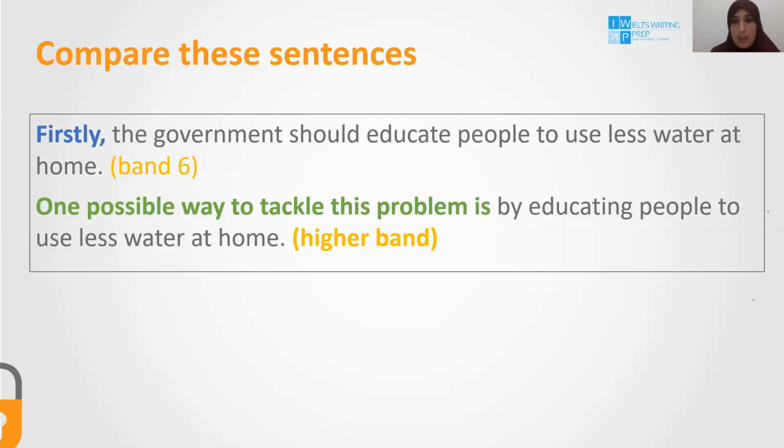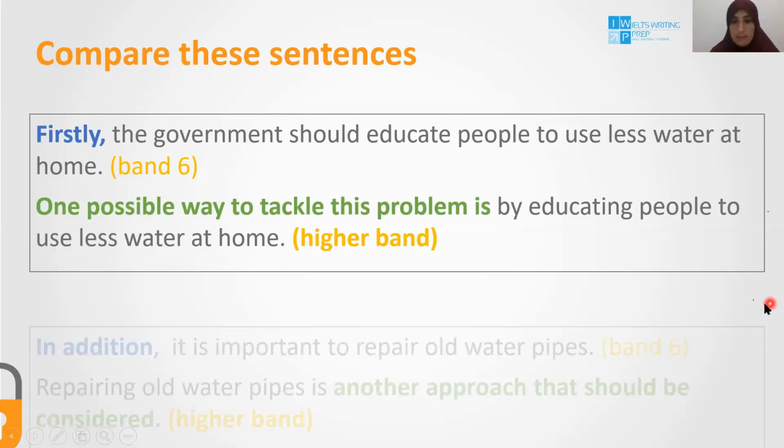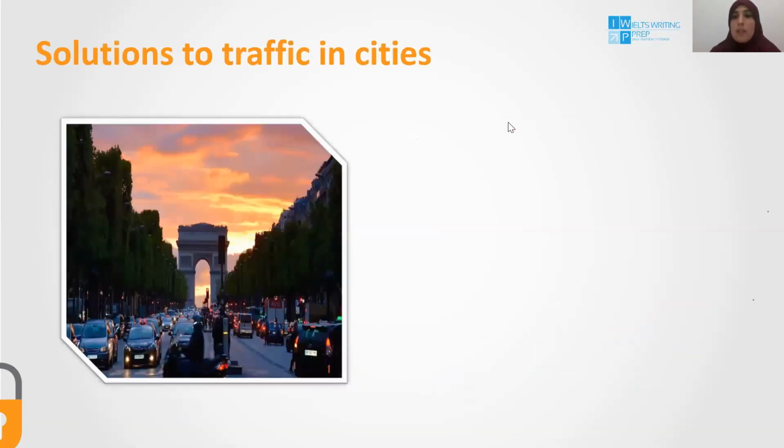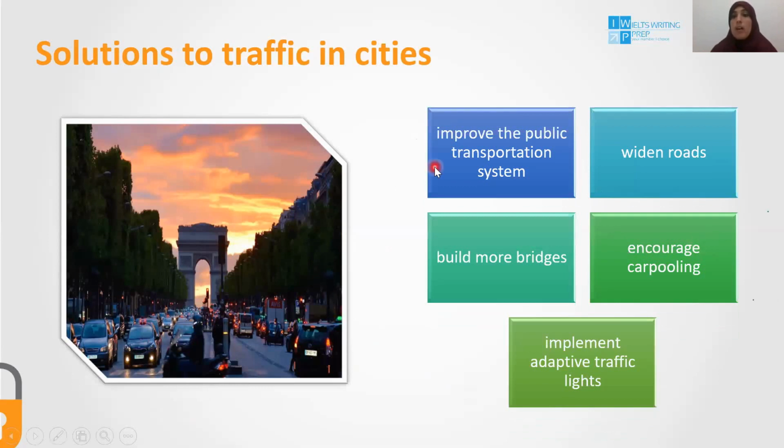Okay, so now let's move on. Now it's your turn to practice. Solutions to traffic in cities. I'm sure many of you live in major cities and there's lots and lots of traffic, so I'm sure you have your ideas about solutions. But to save time, I've put up the solutions here for you. We've got improve the public transportation system, widening roads, building more bridges, encouraging carpooling, and implementing adaptive traffic lights or smart traffic lights. These are my ideas. You might have other better ideas.